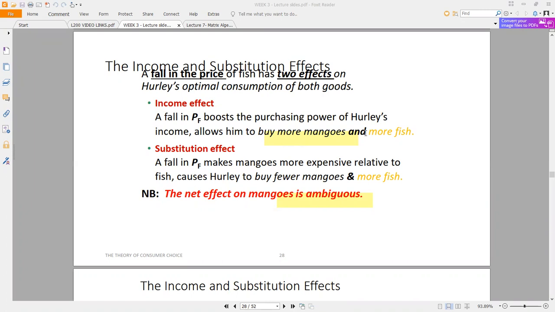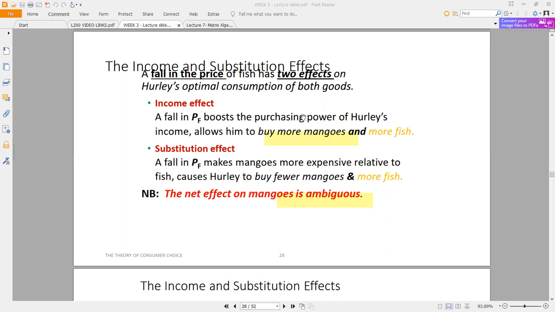Okay, you buy more of both goods. That is the income effect. But for the substitution effect, you are buying two goods: mangoes and fish. If there's a reduction in the price of fish, then in your eyes, mango is now relatively expensive. Fish has become relatively what? Cheaper. So you tend to buy more fish and then you buy less what? Less mango. That is the substitution effect.